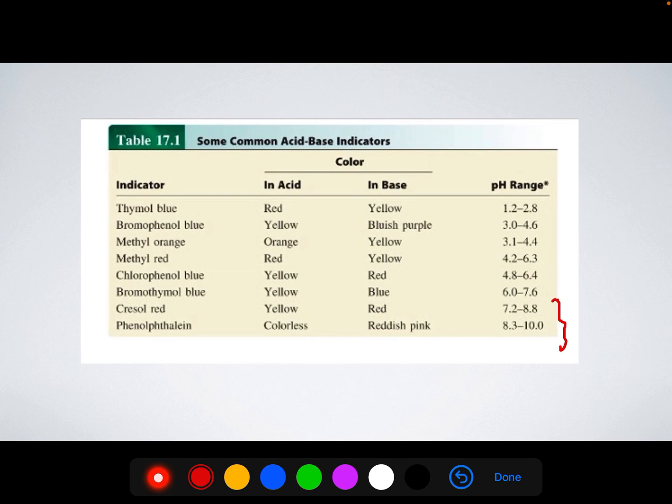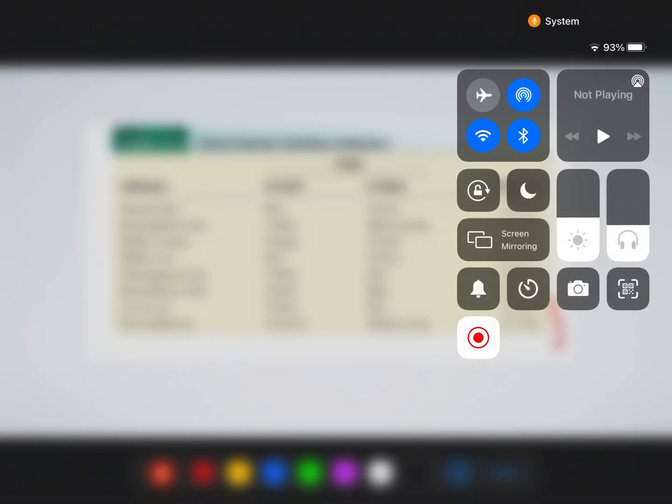So that is all for today. We have discussed about indicators, and we also have discussed about titration curve. Hopefully the video helps you a lot.